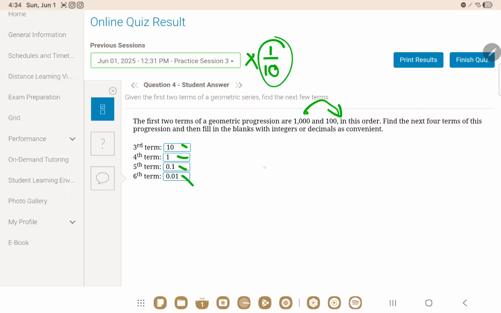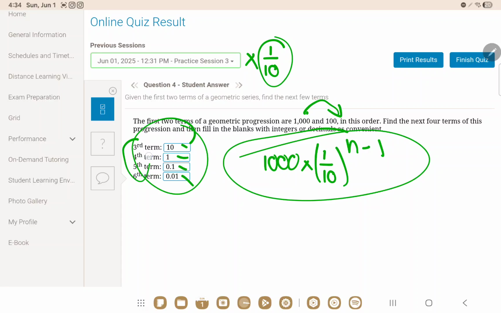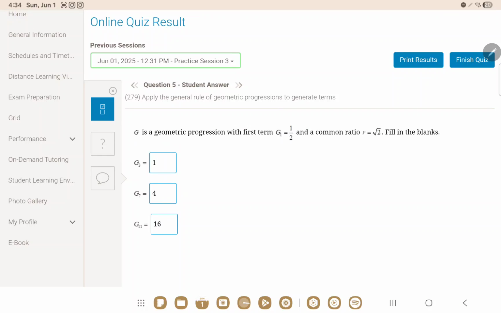You could do that, or you could just do 1000 times the ratio, that's G1 times the ratio 1 over 10 to the power of n minus 1. Both work. This one's faster if you're not doing it on paper. If you're on a written part, you must do this. If you're just doing it in the exam and they ask you 3rd, 4th, 5th, 6th, like in sequence, just divide by 10. I find that personally better.